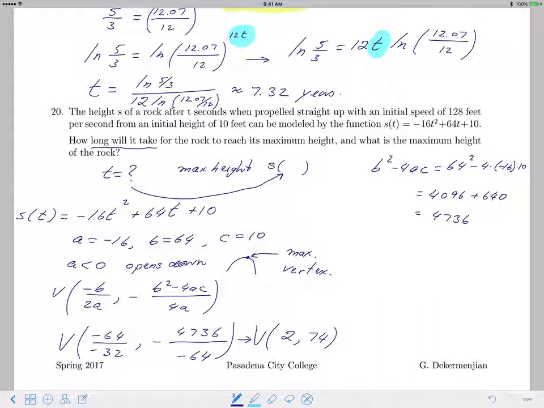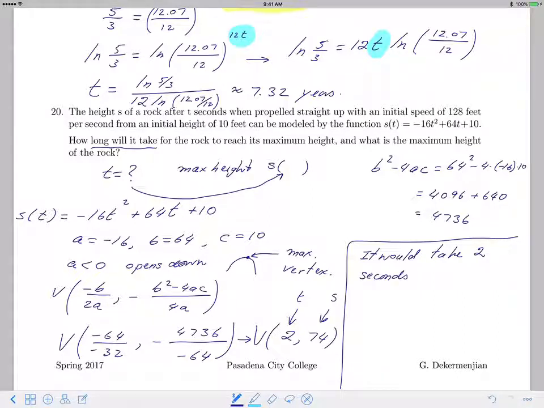So this is t, and this is s. So to answer this question, it would take 2 seconds to reach a maximum height of 74 feet. And that ends the problem.